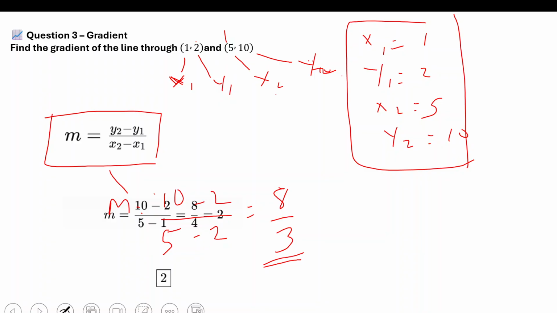Okay, so sorry, x1 is 1, so it's 8 over 4, and 8 over 4 is 2. That's what I'm having here, right? Okay, so look at it, just follow it from here.